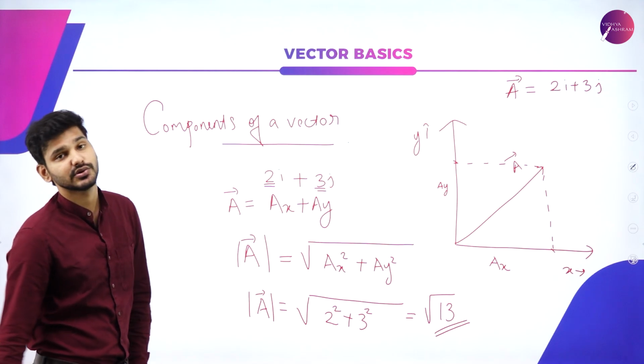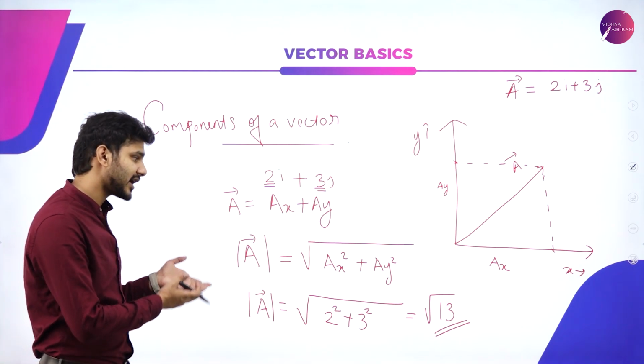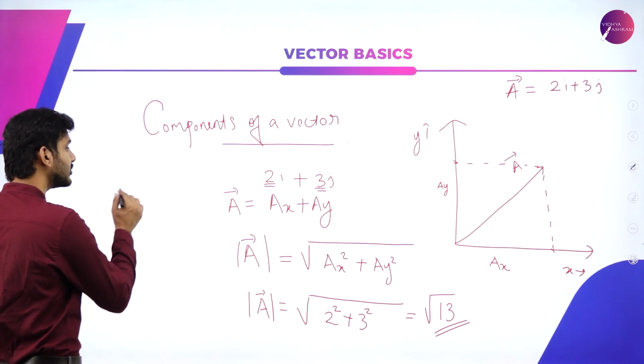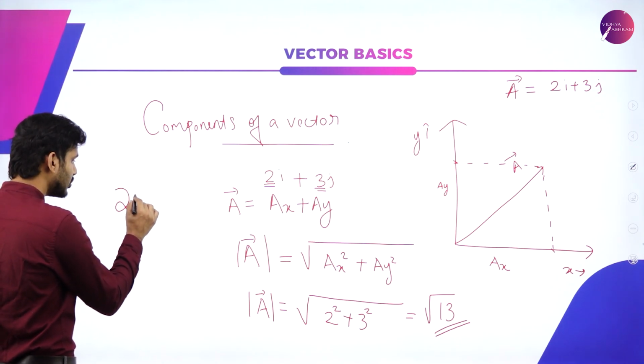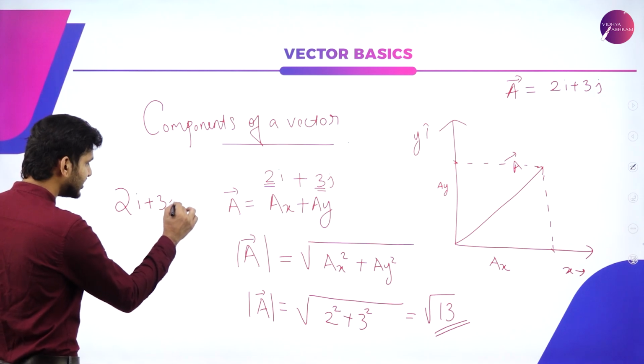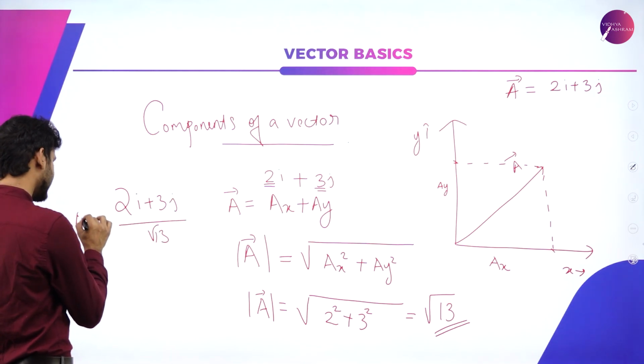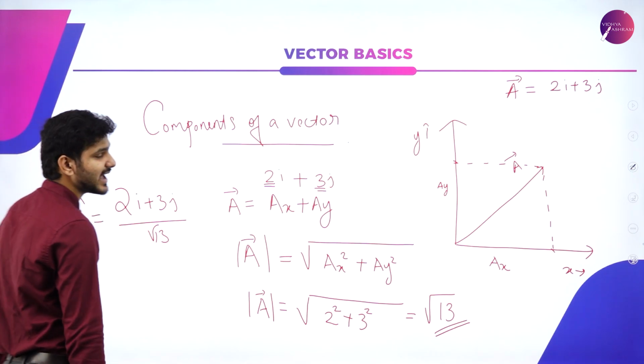4 plus 9 is root 13. So that is the magnitude value of this particular vector. If you want the unit vector, all you have to do is 2i plus 3j divided by root 13. That will give you unit vector A caps.